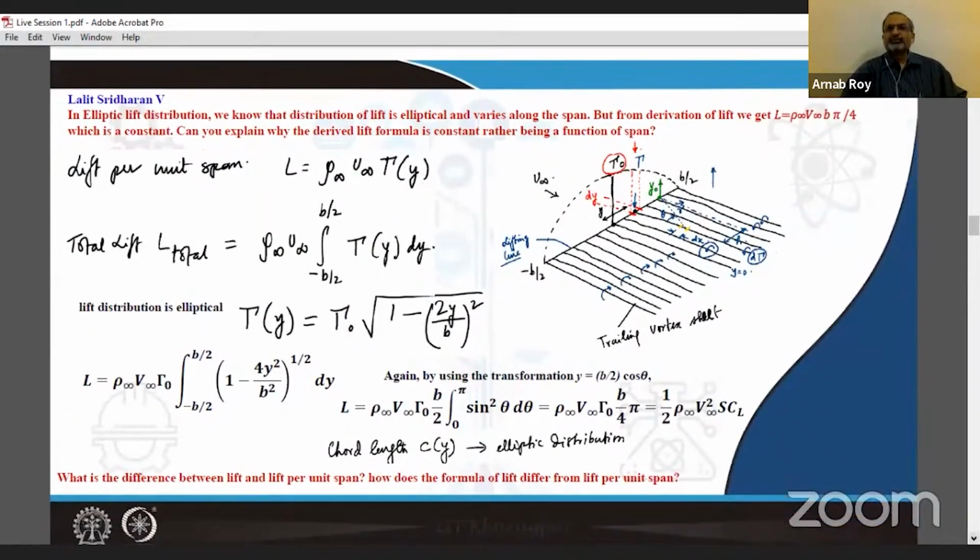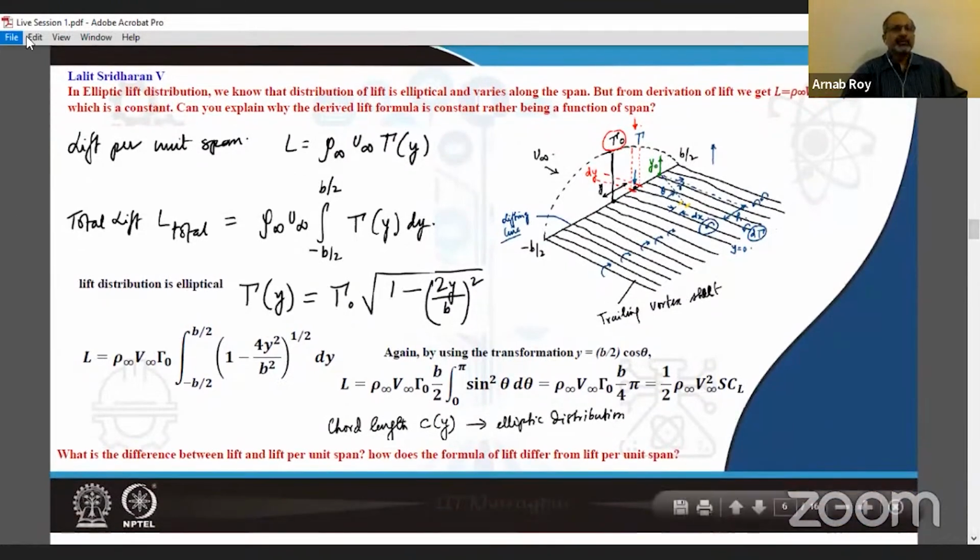I'll move on to a question posted by Mr. Lalit Sridharan V in the Google form that was circulated. So the question is regarding finite wings. The question is, in elliptic lift distribution, we know that the distribution of lift is elliptical and varies along the span. But from the derivation of lift, we are getting a value which doesn't actually exhibit that elliptic kind of a nature because it turns out to be a constant. So can we explain this?